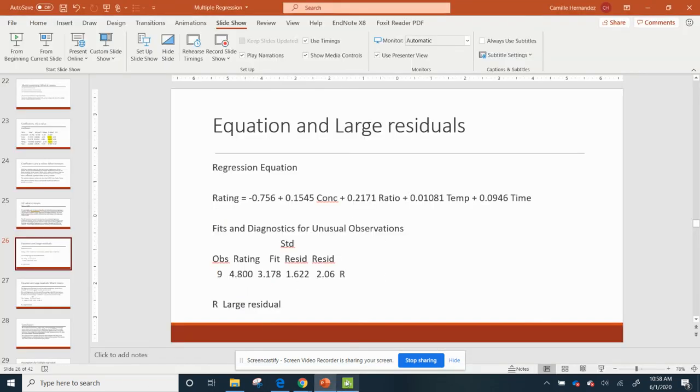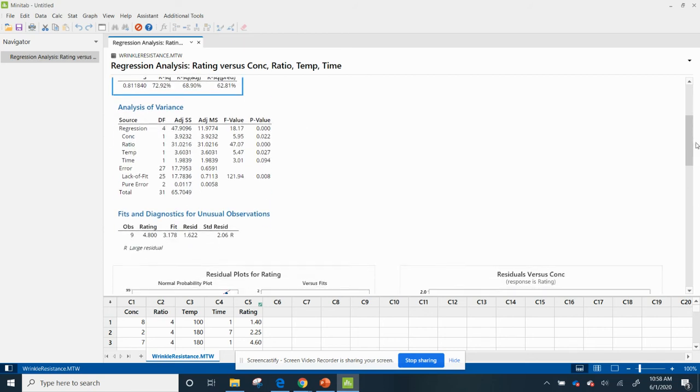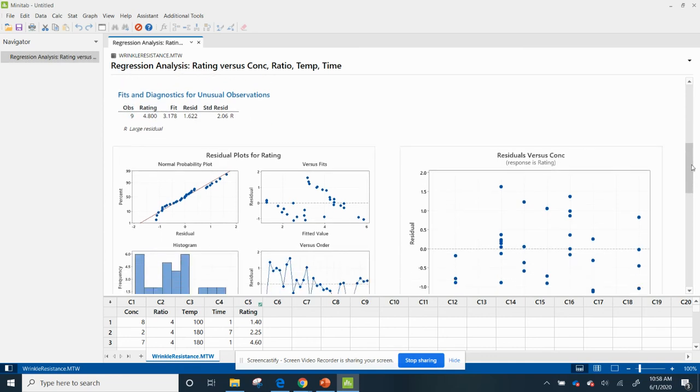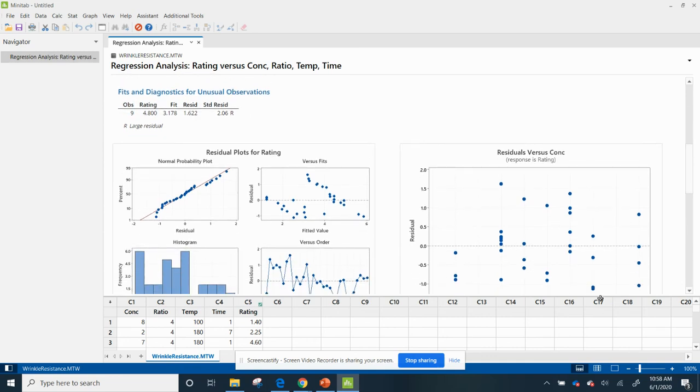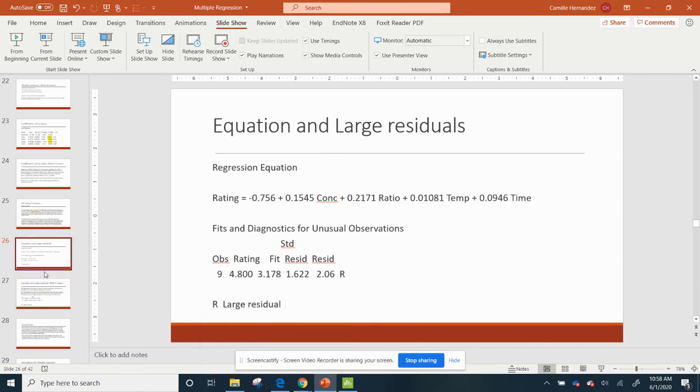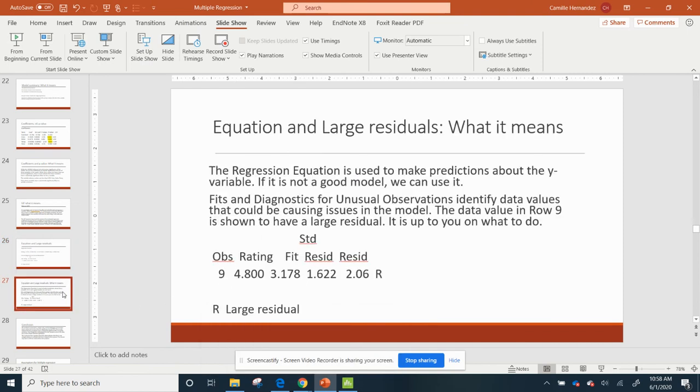Okay? And then another thing it gave me, if I keep going down, is unusual observations. So something about observation 9, and if I go down here and look, I'm going to bring this up. So it's looking here at observation 9, where the rating is 4.8. Something's going on with that value. So I need to look at that, and it's a large residual.